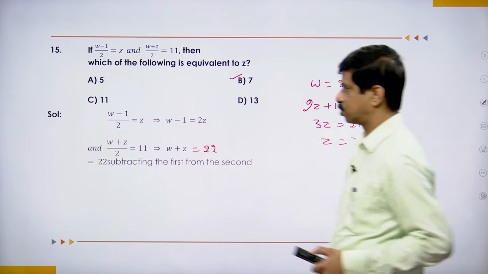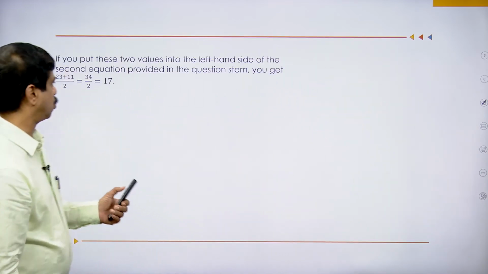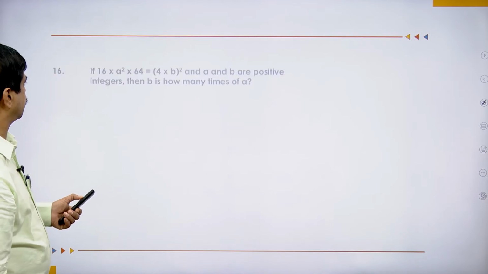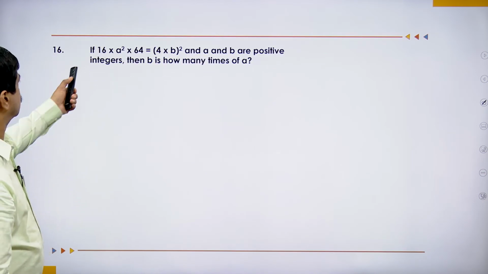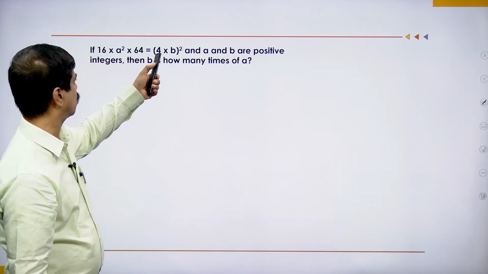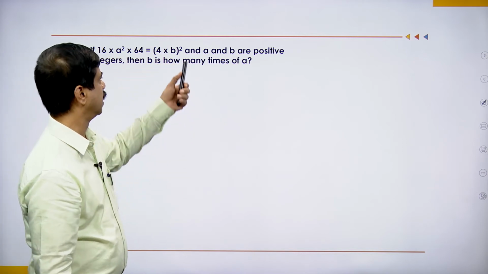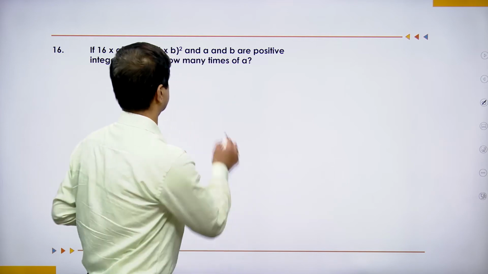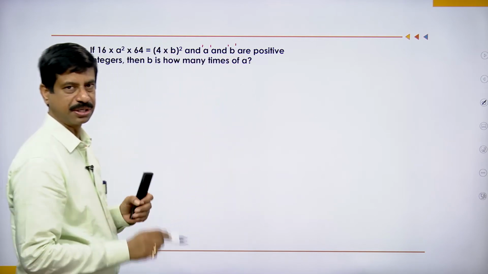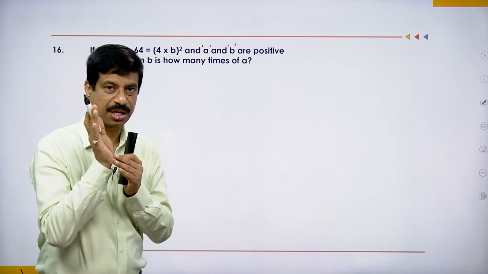Okay, so let's go to the next part of it. These all are not required. Yeah, we have already done that. So if 16a square into 64 equal to (4b) whole square, and a and b are positive. Please remember, this is a very important condition. Such conditions we will use somewhere or the other in the problem.